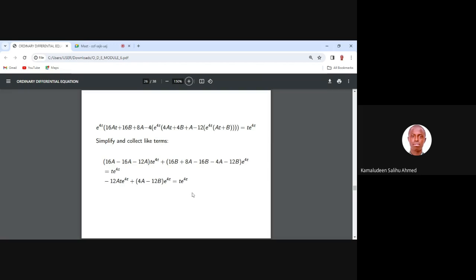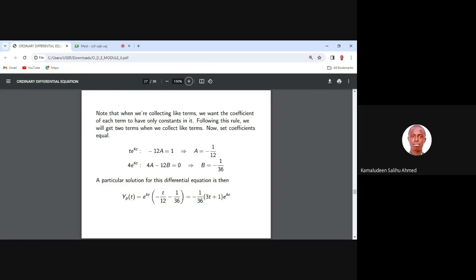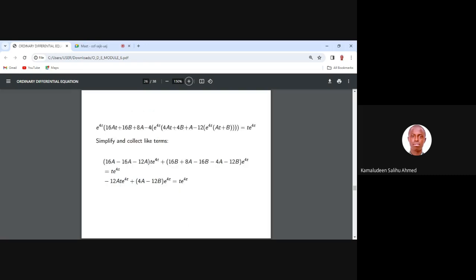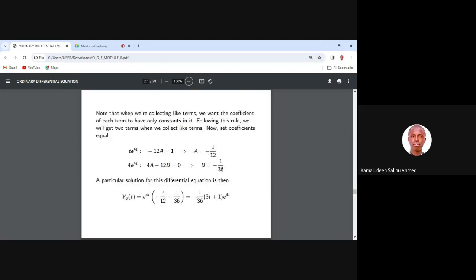Okay, so the one with t exponential 4t, the coefficient of it is minus 12a, and it is equal to 1. How is it equal to 1? When you come here, you have t exponential 4t at your right hand side once. So that is why you equate it to 1. So from here, our a is equal to what? You divide both sides by negative 12. Then you have a is equal to negative 1 over 12.